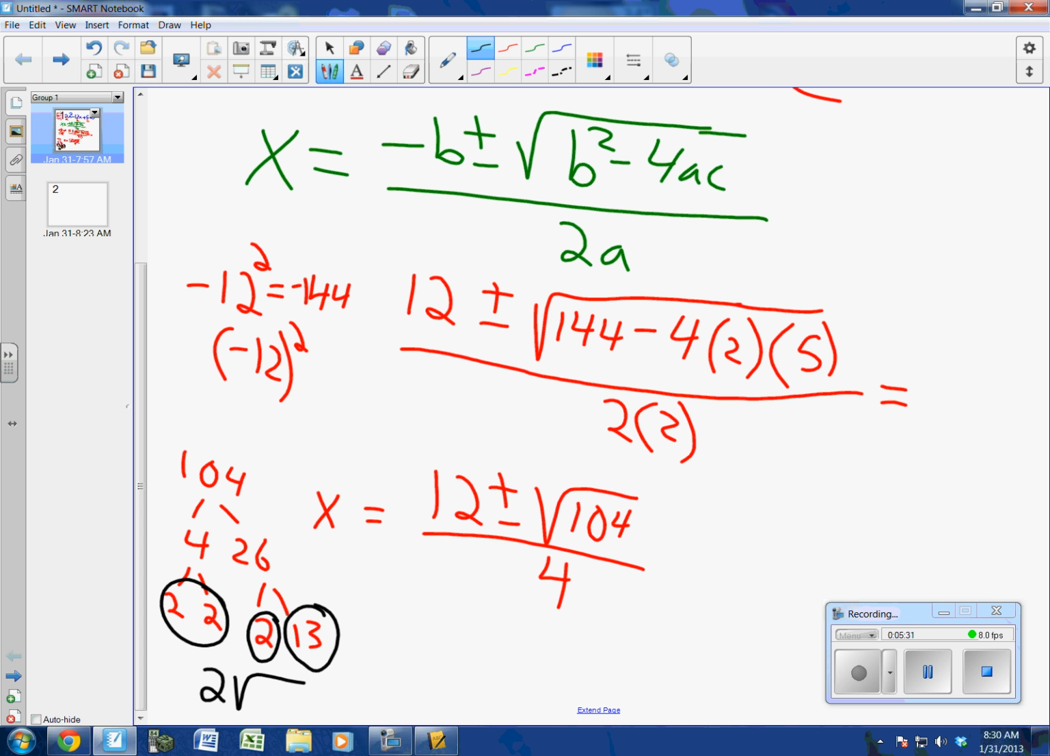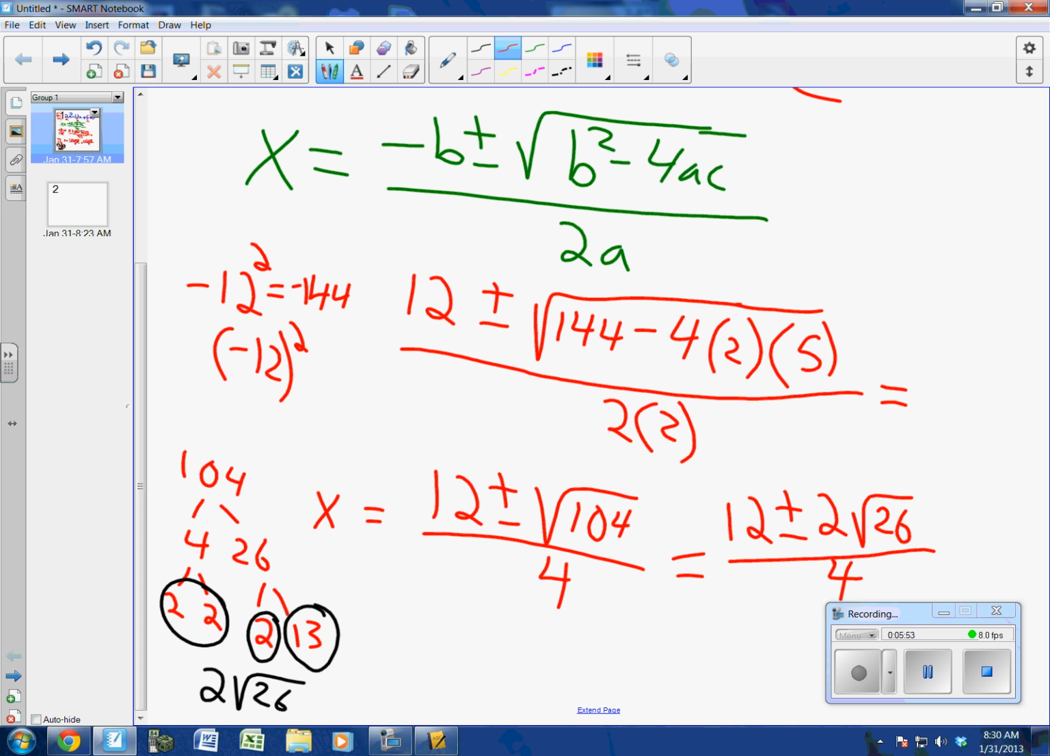2 times 13 is 26. So this breaks down to 2 square root of 26. So we're going to write over here. Yeah, we still have the 12. We're going to write it like this. 12 plus or minus 2 times the square root of 26 all over 4, right?